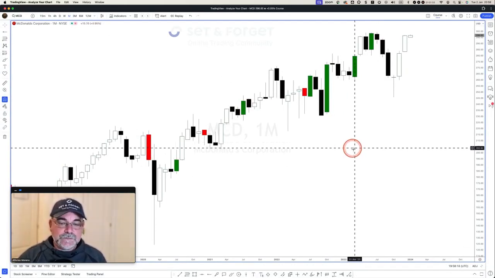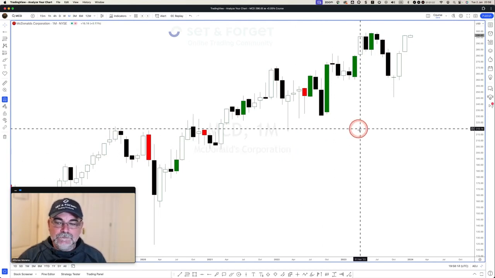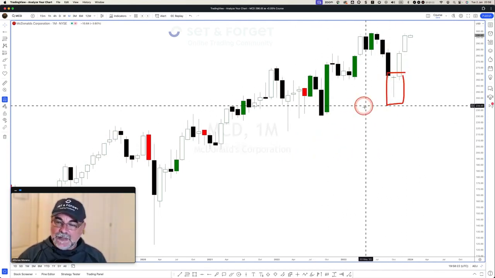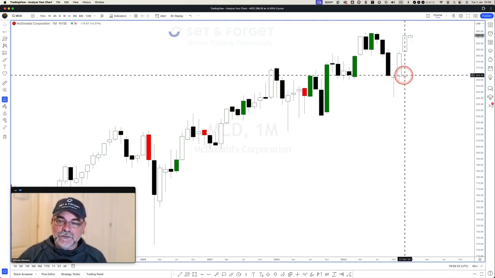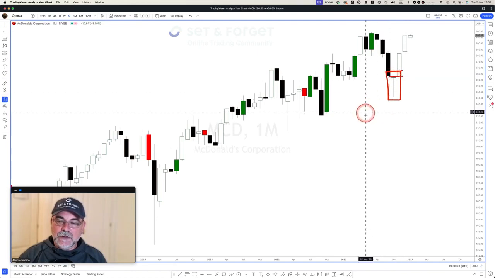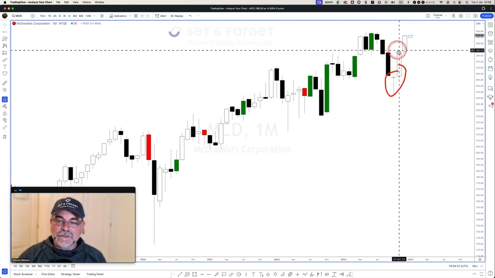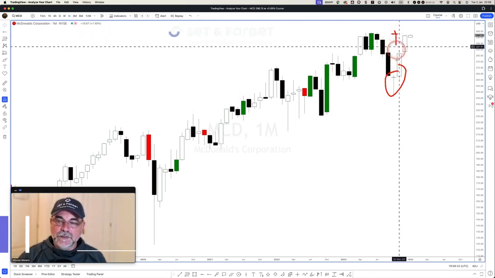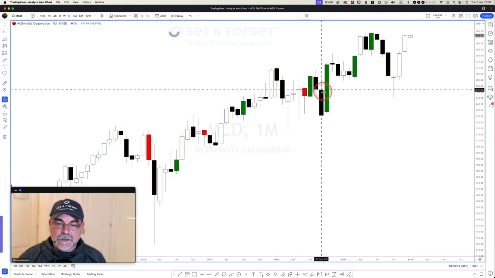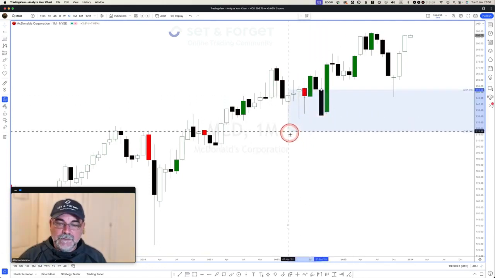McDonald's on the monthly chart is a Dragonfly Doji, I believe. The Gravestone Doji is a cross, but usually Gravestone Dojis are at the top, and this one happened down there. Why is it happening down there? That's my question. We have a demand level here in the monthly.